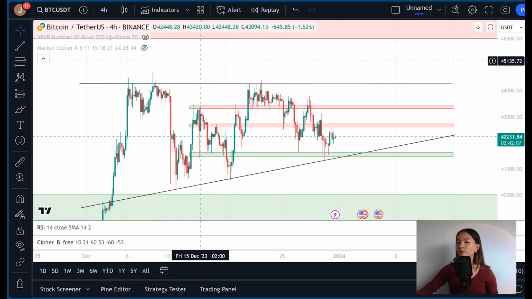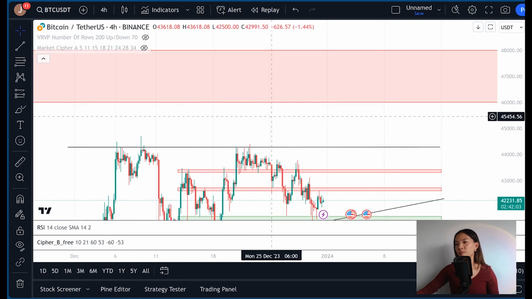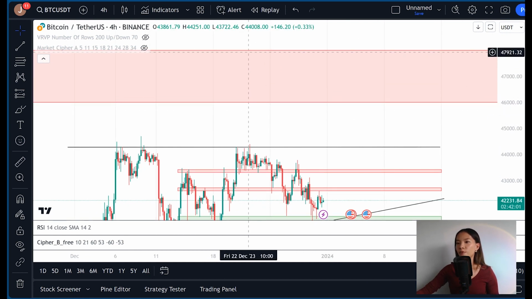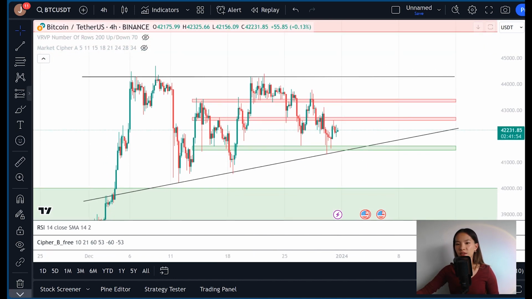And if you guys remember from just before when I was talking about the macro Bitcoin price action, we're looking for a break above that level of $48,000 to trigger that bull market. So let's have a look at our measured move here.